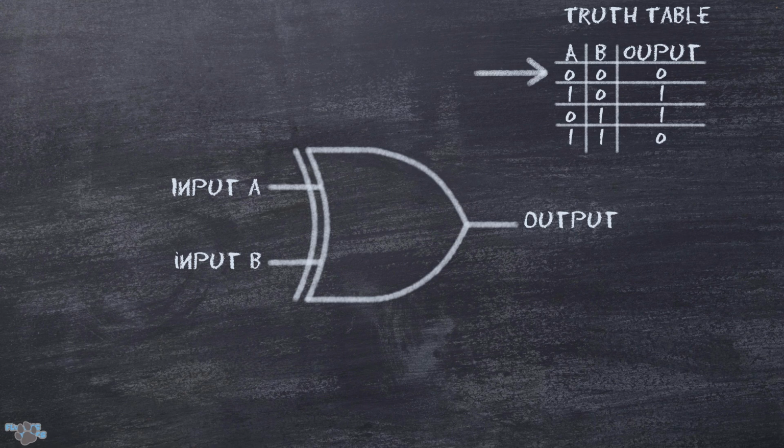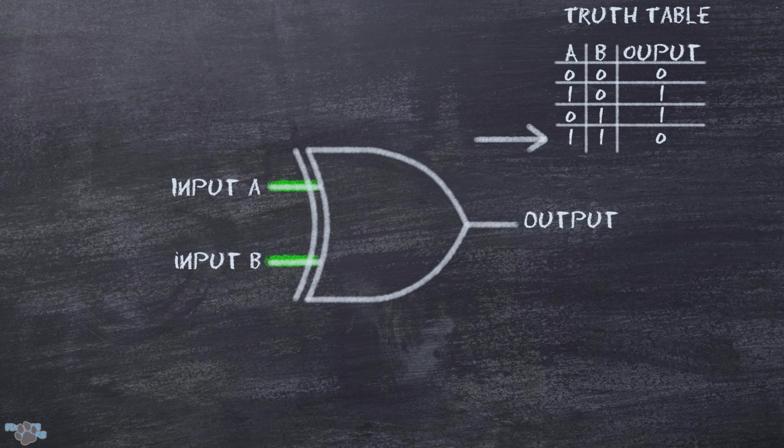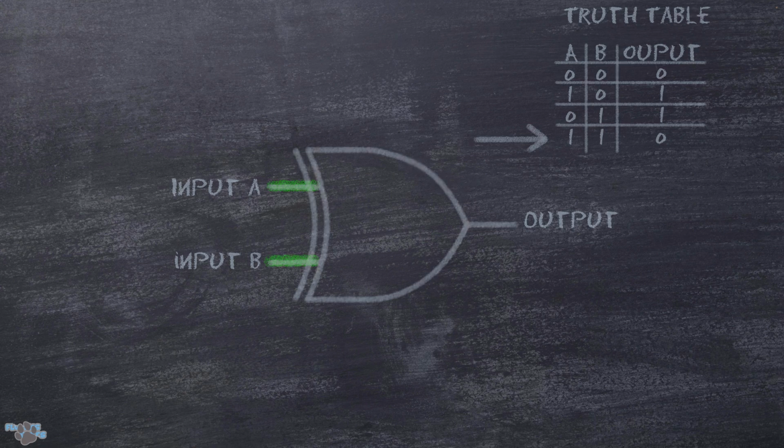So, with both inputs off, we have no output, just like the OR gate. We see the same behaviour as the OR gate when we have either input A or input B in the on state, giving us an output. But when we have both input A and input B on, we then lose output.